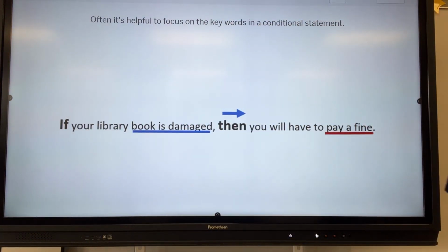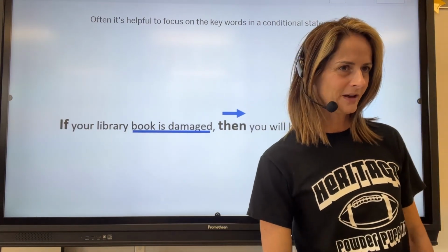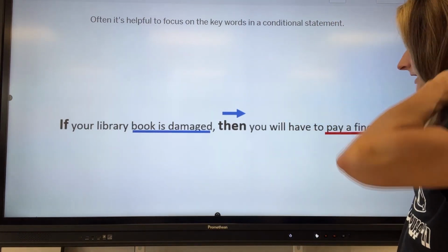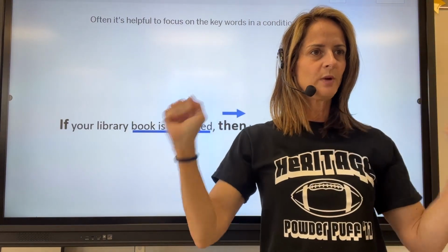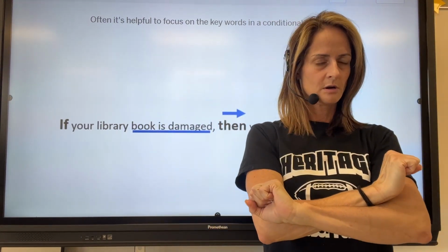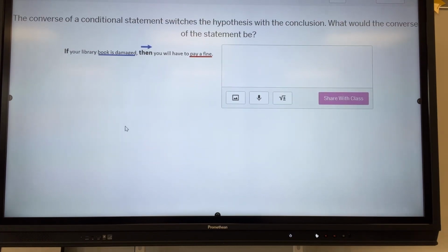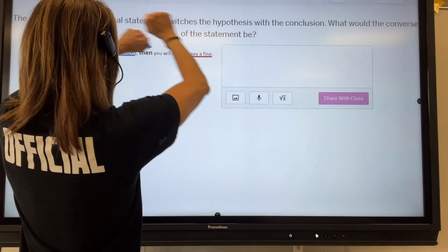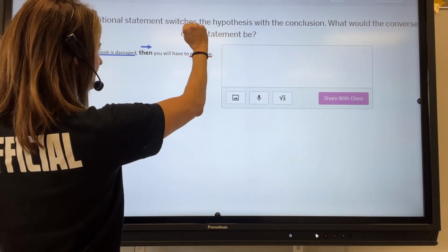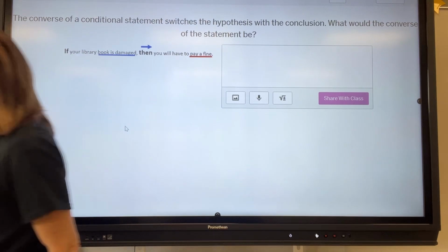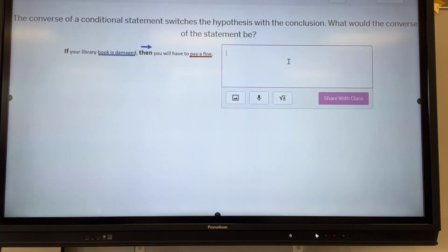Okay, that's true. Let's just assume that's a true statement. If you bring back a damaged book, you have to pay a fine. If we write the converse of the statement, where you switch the hypothesis and the conclusion, is that a true statement? We have to switch the hypothesis and the conclusion. So if you pay a fine, then your book is damaged. Is that a true statement? If you pay a fine, then your book is damaged.